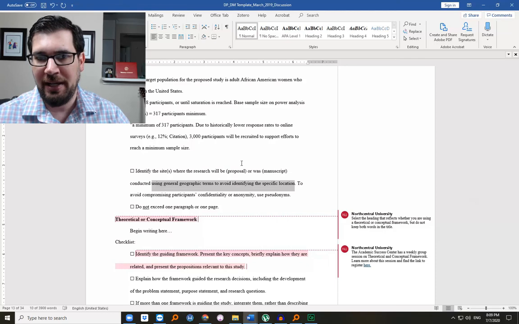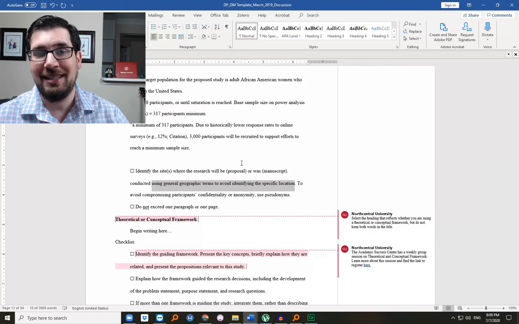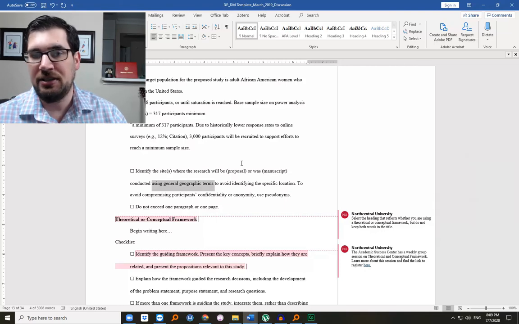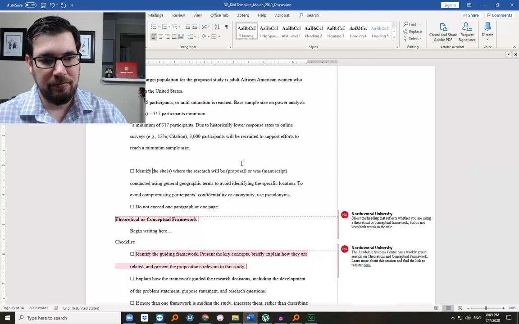We want to do everything we can to protect the identity of our participants in order to get real, honest answers. And so we want to use general geographic terms to avoid identifying the location. We don't want anybody's job at risk. We want honest answers. And so we'd say a large higher education institution in southeastern United States. And so that's the site.